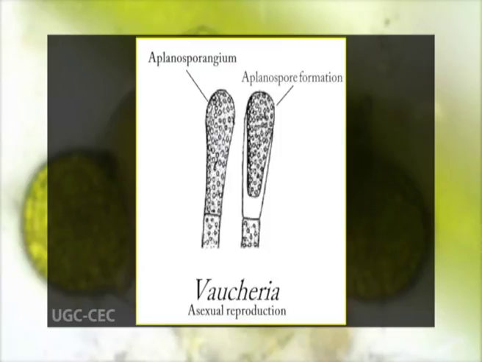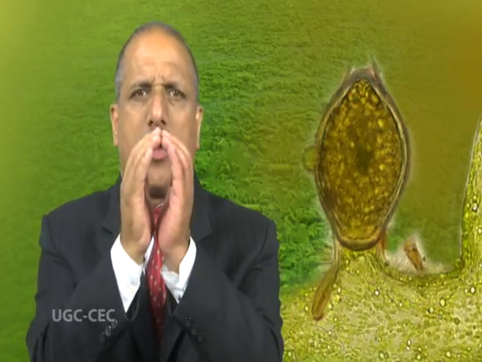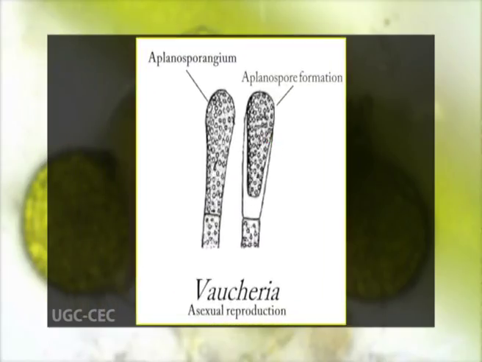The aplanosporangium develops as a club-shaped structure at the tip of a young vegetative branch. A transverse septum cuts off the terminal sporangium from the rest of the filament. The protoplast of the sporangium metamorphoses into a single multinucleated aplanospore. Aplanospores are produced by other algae also, but the difference here is that the aplanospores of Vaucheria are multinucleated.